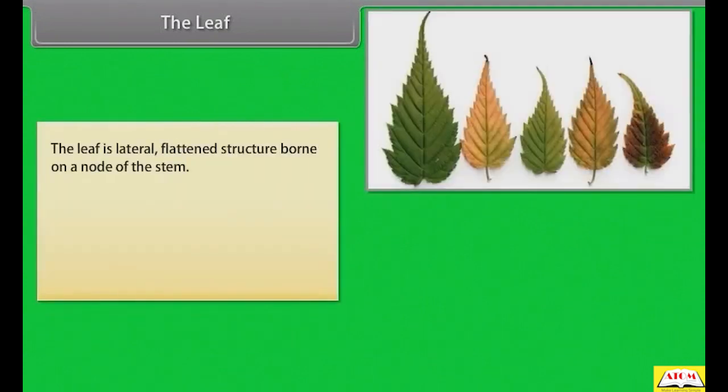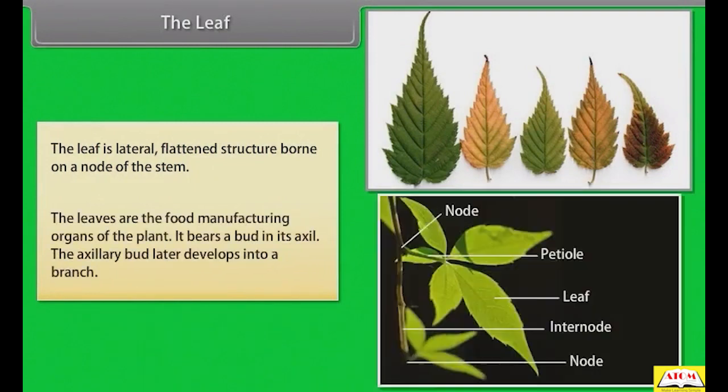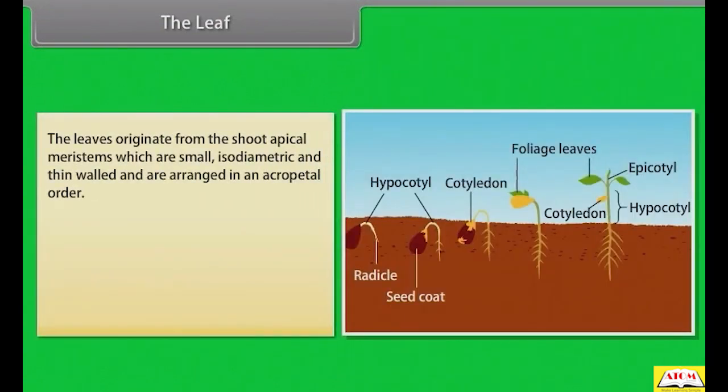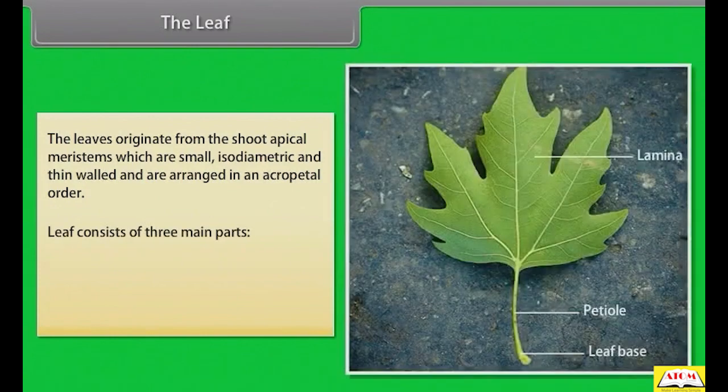The leaf. The leaf is a lateral, flattened structure borne on a node of the stem. The leaves are the food manufacturing organs of the plant. It bears a bud in its axil. The axillary bud later develops into a branch. The leaves originate from the shoot apical meristems, which are small, isodiametric, and thin-walled and are arranged in an acropetal order. Leaf consists of three main parts: leaf base, petiole, lamina.